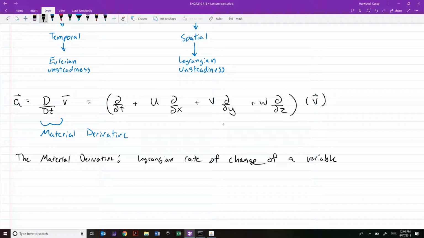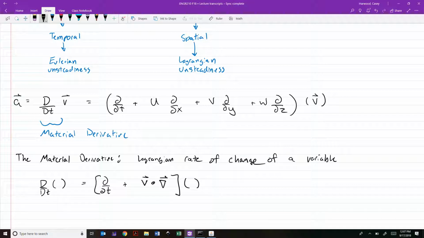A few more formalities here, and then I have a couple of examples that should help firm up this idea and show you how to apply it, because it's a somewhat abstract idea, but it's actually very useful. So the D/Dt as an operator can be written in vector form as follows: d/dt plus v dot product with the gradient operator.